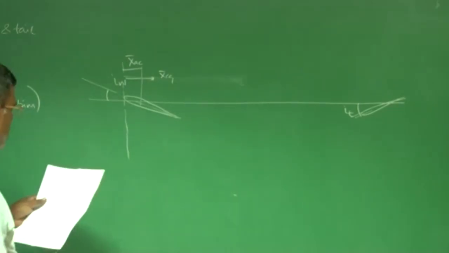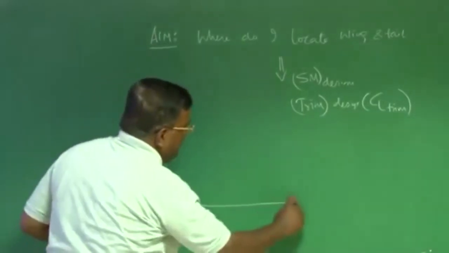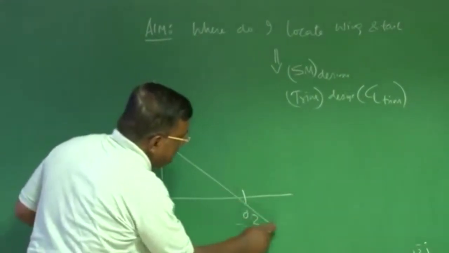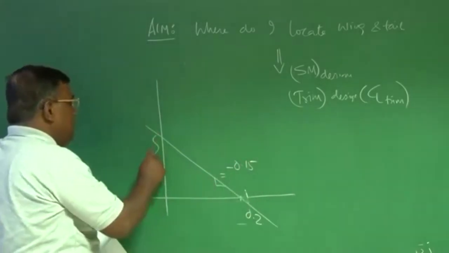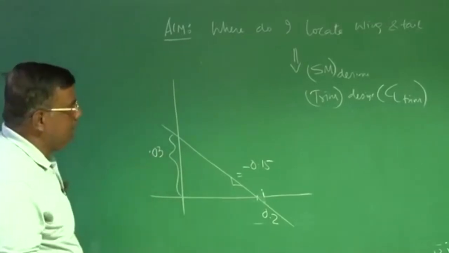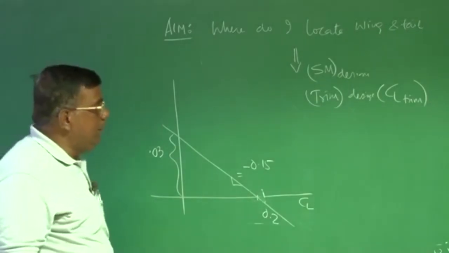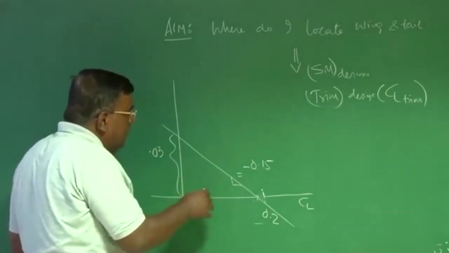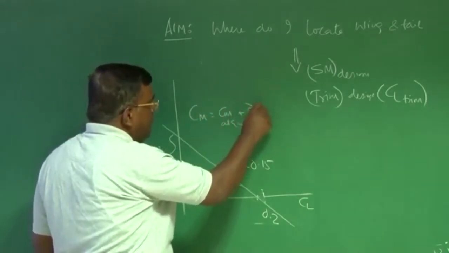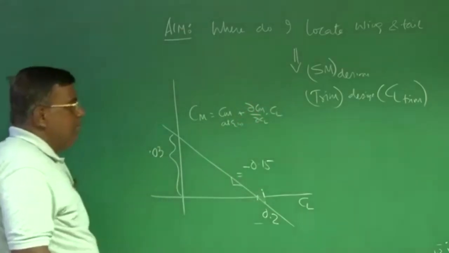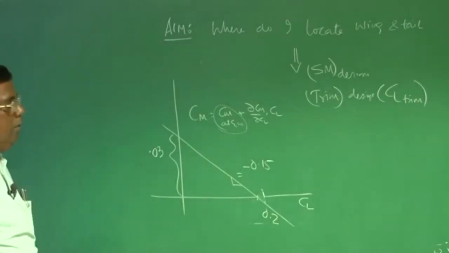And if you recall, our aim is, if I want to fly at a particular CL, let's say 0.2, and the static margin I require is 15%, the slope here is minus 0.15, which essentially means this value should be 0.03. Right? Okay. To make life simpler, because this graph is based on Cm is equal to Cm at CL equal to 0 plus dCm by dCL into CL, at a conceptual stage you may find a little difficulty in visualizing through Cm at CL equal to 0.